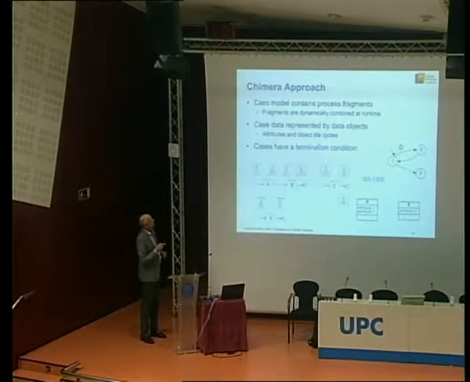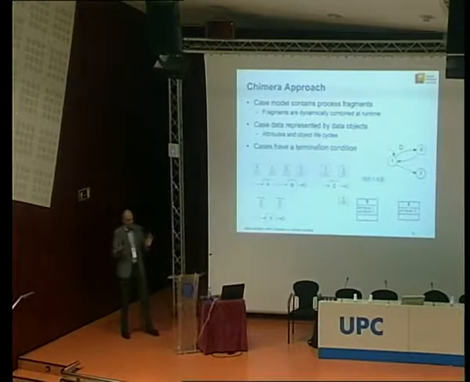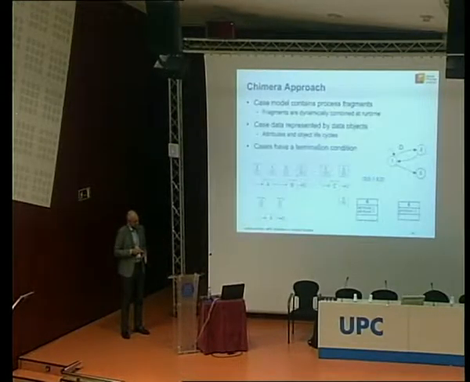So we need different things. We have a case model that contains the process fragments. These are the process fragments. This is the data object plus standard UML class diagrams. We have the object life cycles, or the states that data objects can reach, and we have a termination condition. So that's basically the approach. I don't want to say much more on that.